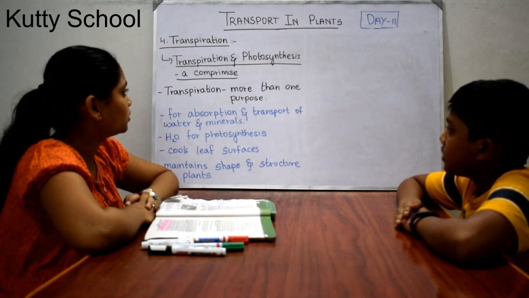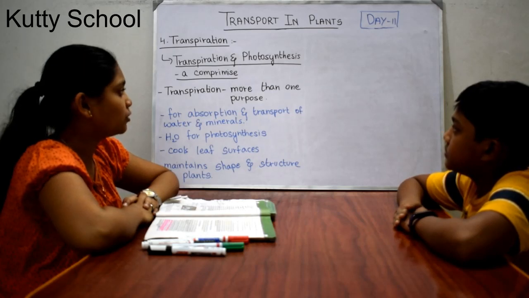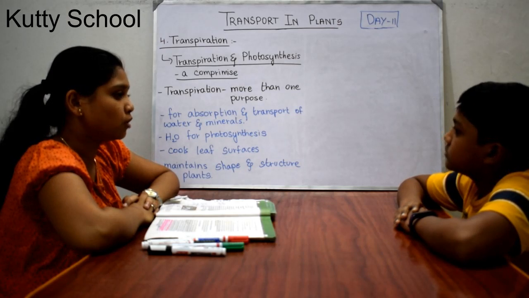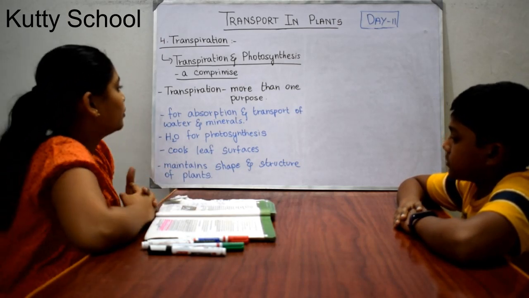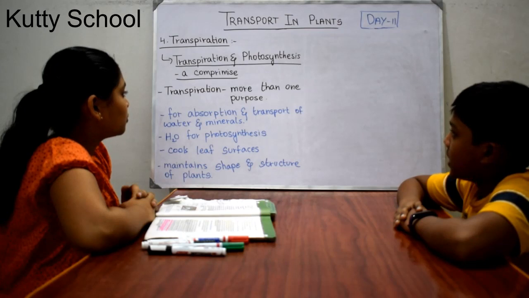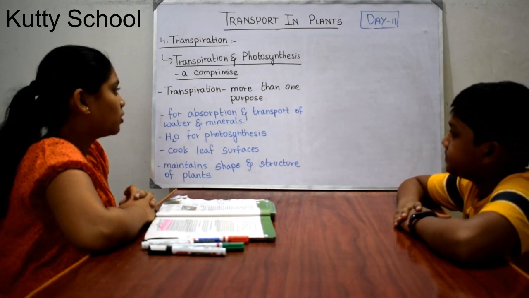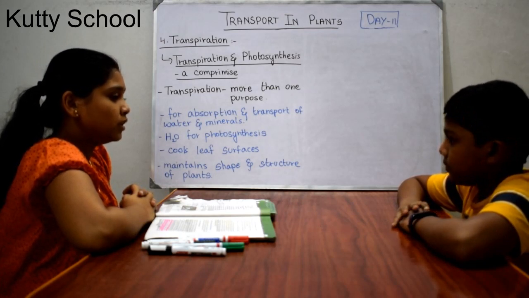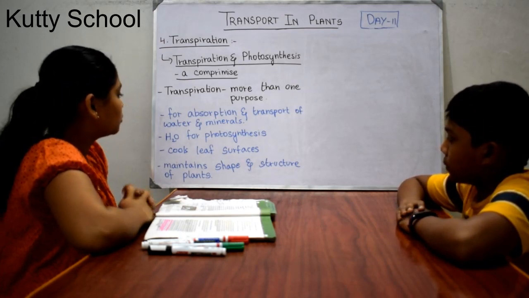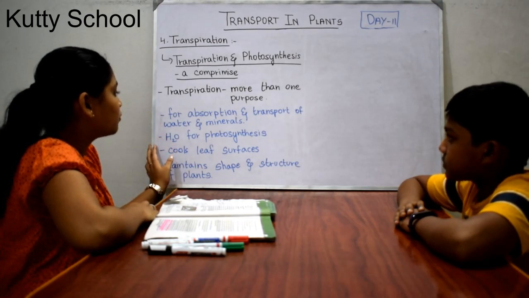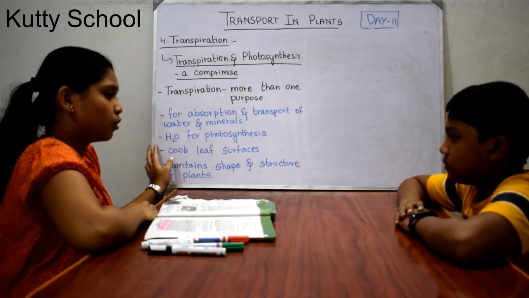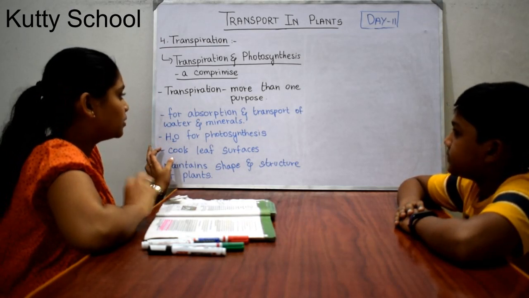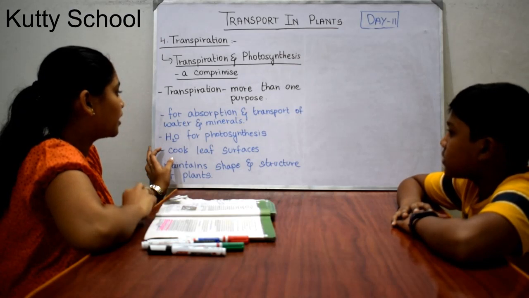Photosynthesis is just a term here. What we are going to see is what purposes transpiration serves, what uses it gives. Transpiration gives more than one purpose, not only the evaporation of water from roots to leaves and from leaves to the atmosphere. It also does other functions, like absorption and transport of water and minerals. For absorption itself, transpiration is the main purpose.